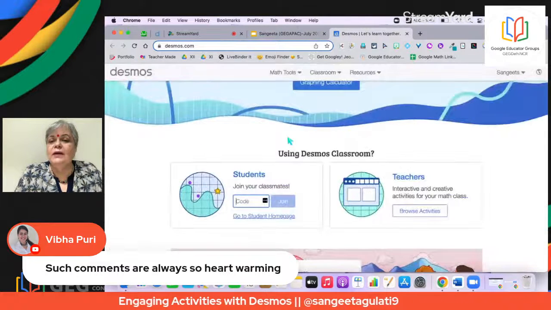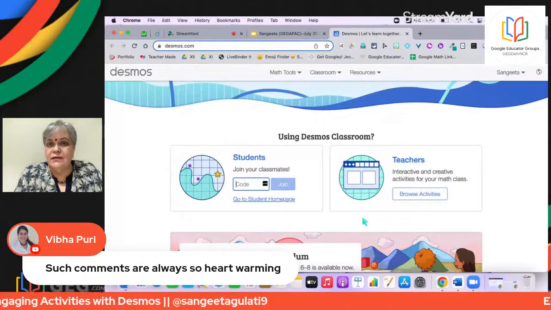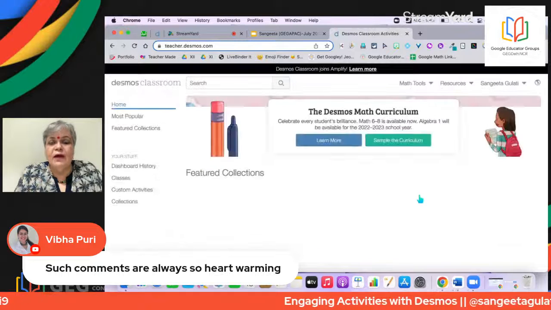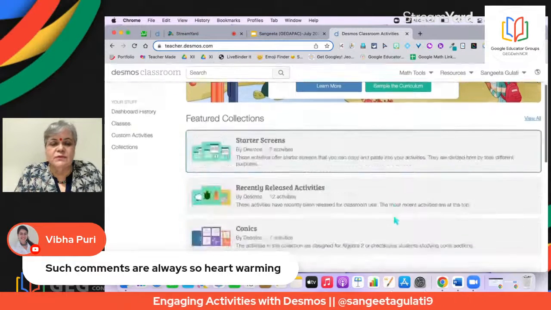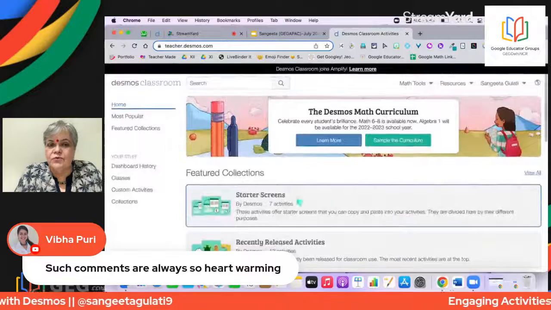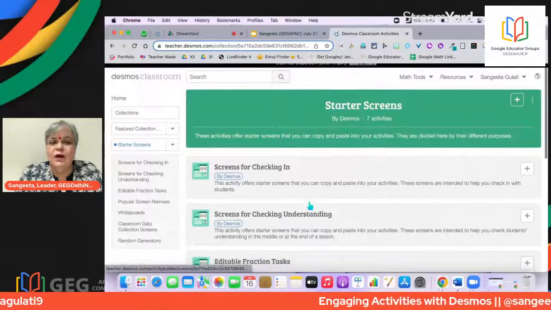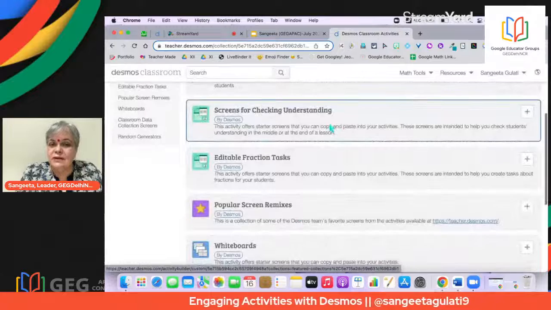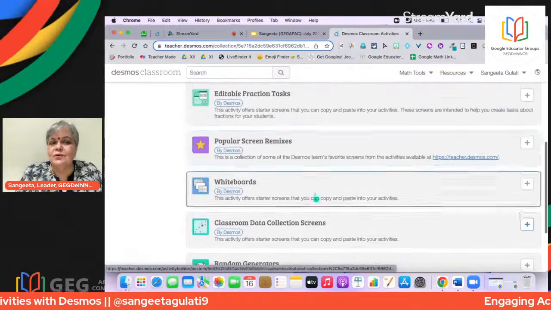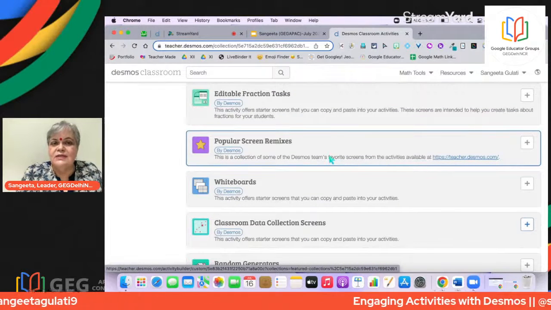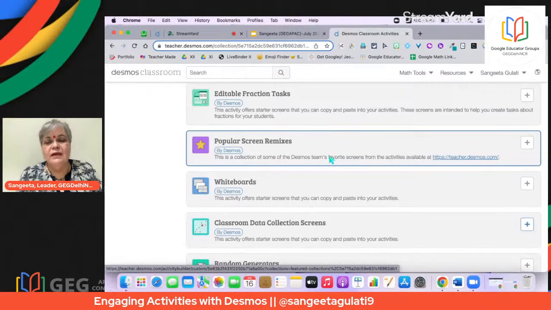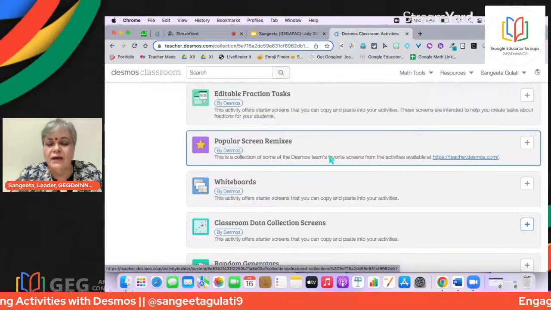Let's take a look at where one goes to create or start these activities. Browse activities is where you will start off, and there you will see all these activities lined up, ready to use. Starter screens, for example: screens for check-in, for checking understanding, an editable fraction task, and some possible screen remixes. What I have chosen is a mix of screens, so these can also be used. These can be customized further if Desmos gives you the option of edit and copy.